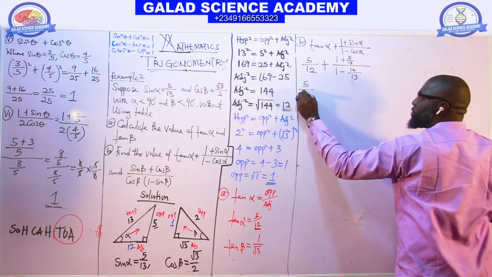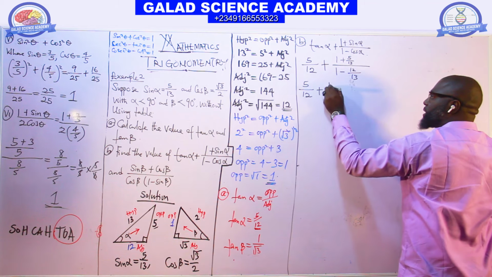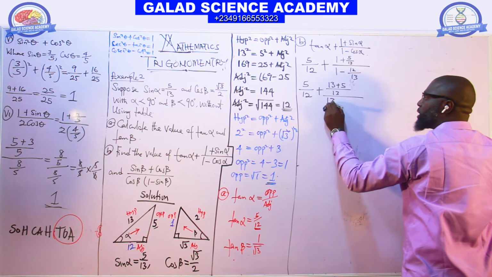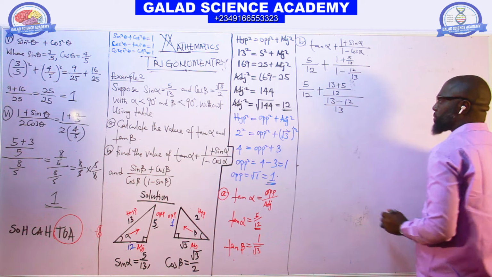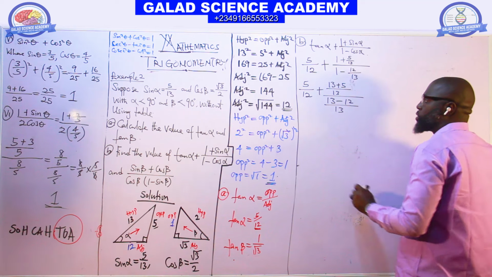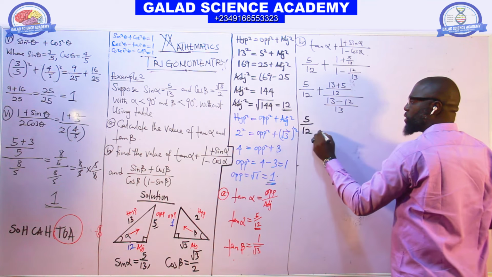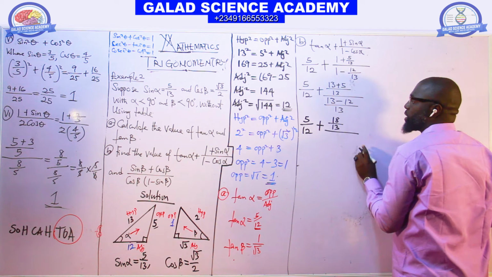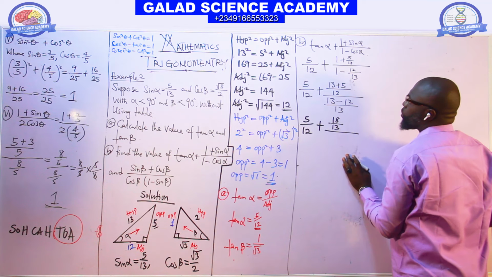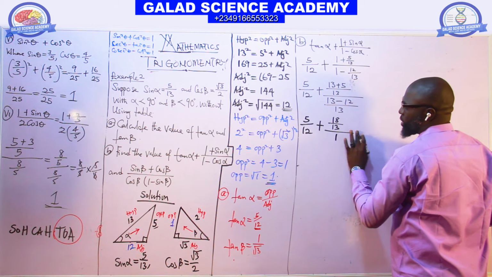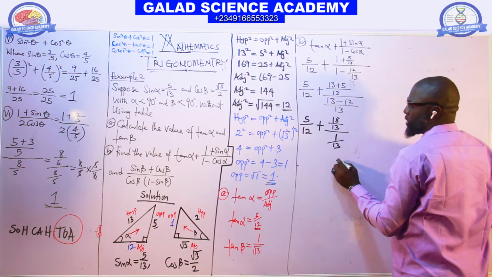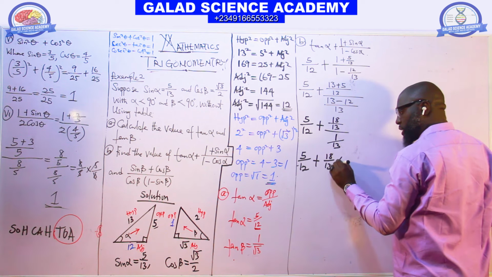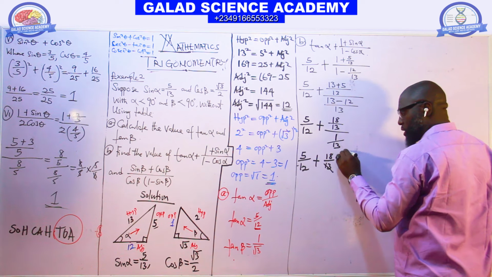Now solve this further. It should be 5 over 12 plus 1 plus 5 over 13, divided by 13 minus 12 over 13. So we now have 5 over 12 plus 18 over 13, over 1 over 13. Subtract this from this. The 13 will go up, 13 over 1, to cancel each other.